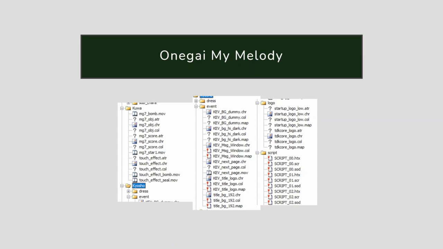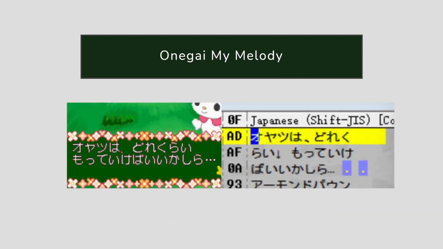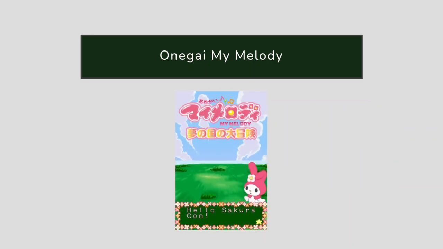So I cracked it open looking for script files, and look at this, there's a little folder here labeled script. I wonder if that contains the script files. So I popped in, opened up the very first file, and look at that. The text from the game that we saw earlier and the text in the file, exactly the same. Amazing. So I was like, hey, why not try changing it to something like, I don't know, Hello Sakura-Con. And we've hacked our first ROM.